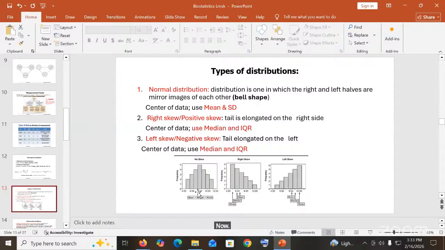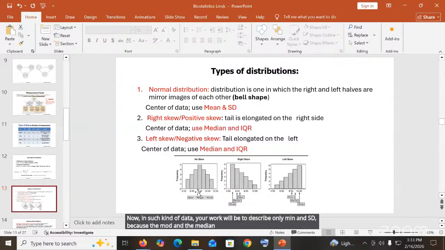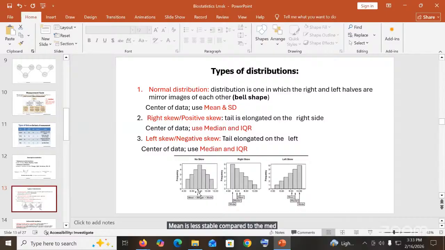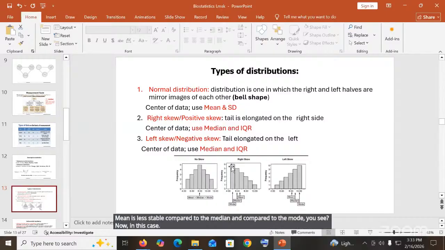Now, in such kind of data, your work will be to describe only the mean and SD, because we always say in measures of central tendency that the mean is less stable compared to the median and the mode. Now in this second one, right skew, you can see the data is being pulled to the right, so it's called right skew.